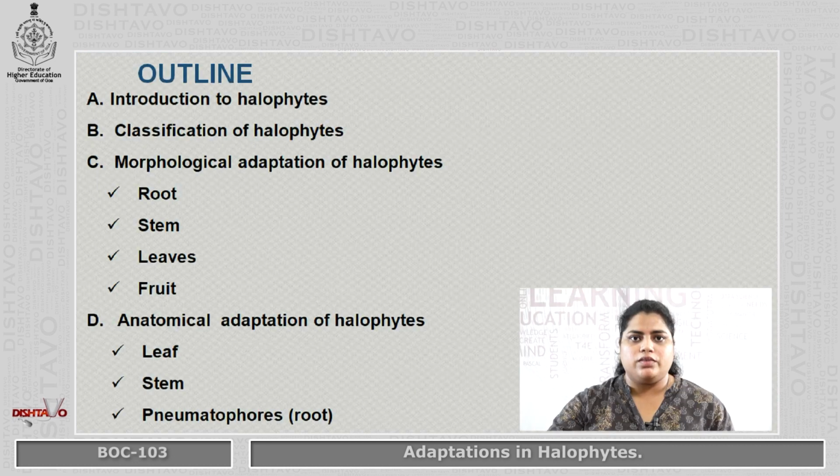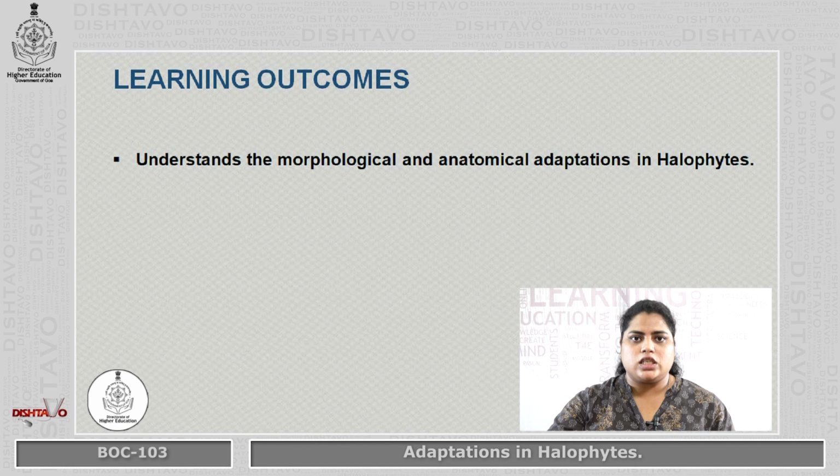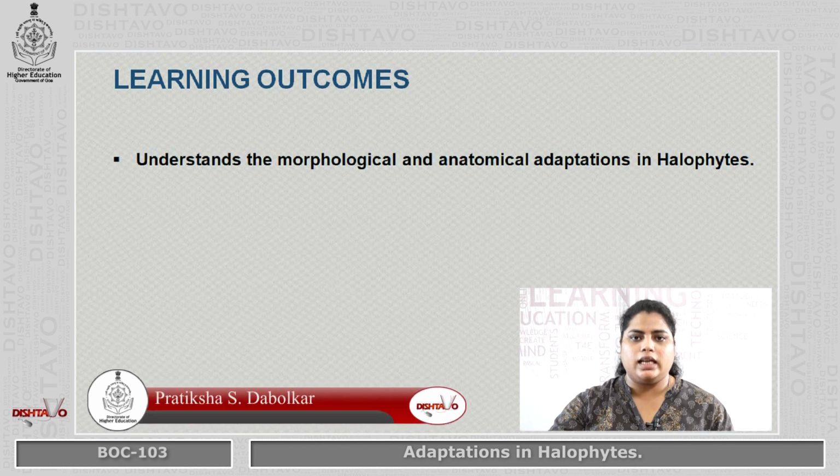In this module, we are going to learn about the introduction to halophytes, classification of halophytes, and morphological adaptations of halophytes with respect to root, stem, leaves and the fruit. We are also going to learn about the anatomical adaptations of halophytes with respect to the leaf, stem and specialized root, which are called the nematophores. By the end of this session, the learner will be able to understand the morphological and anatomical adaptations in halophytes.